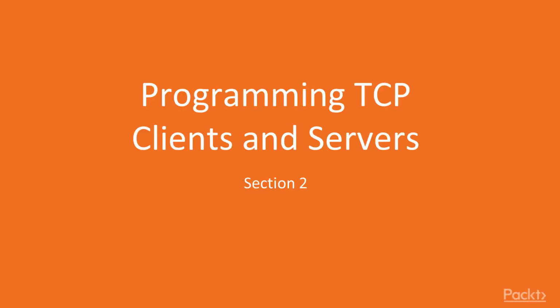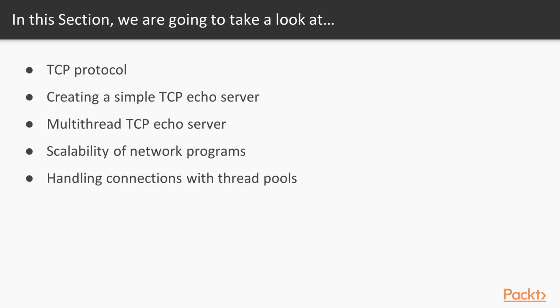Now we start a new section in this tutorial. This section is about programming TCP clients and servers. In this section, we will learn how the TCP protocol works. Then we will create a simple TCP echo server. Then we will modify the server to be multi-thread. We will talk about network scalability and finally, how to handle network connections using thread pools.